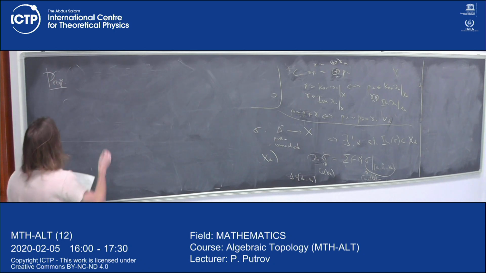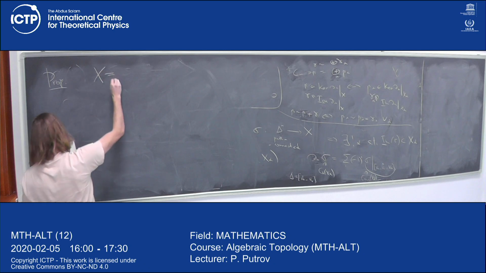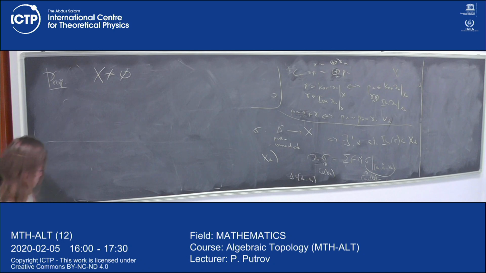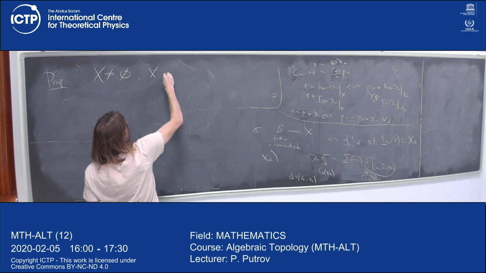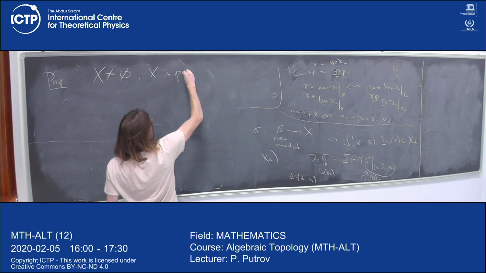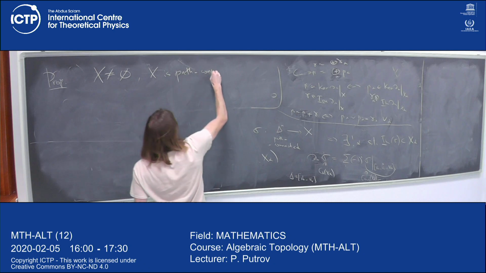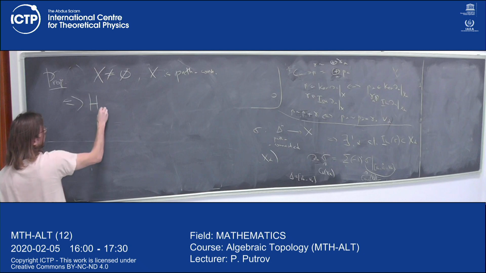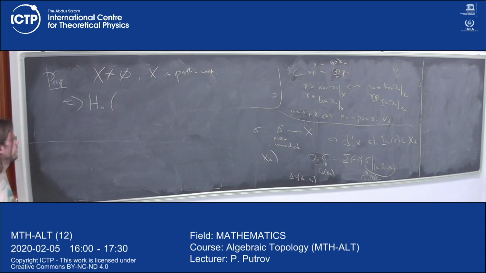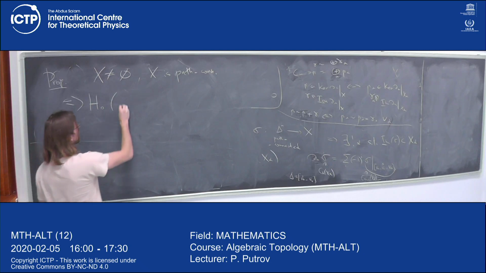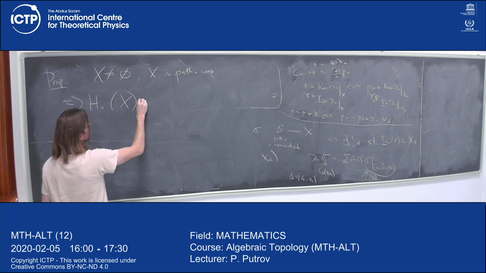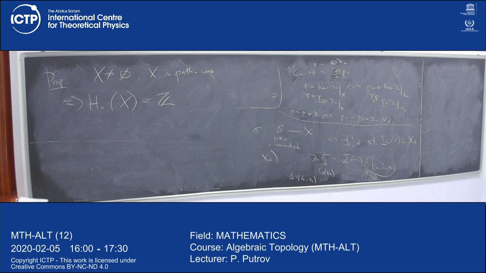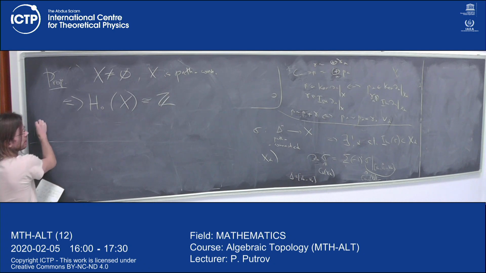So another statement is the following. Suppose X is not an empty space and X is path connected. Then we want to show that the zeroth homology group for any such X is isomorphic to Z.